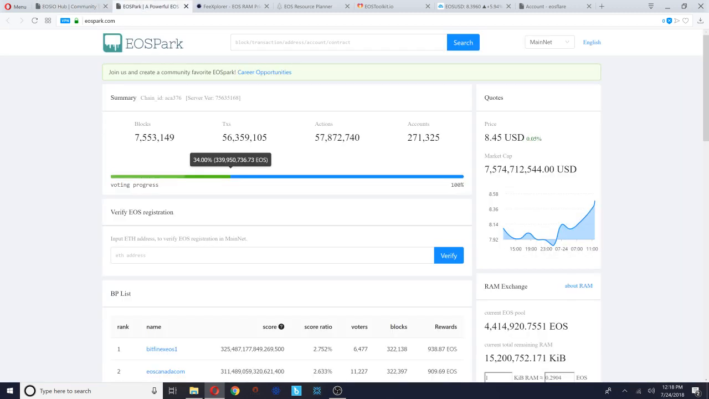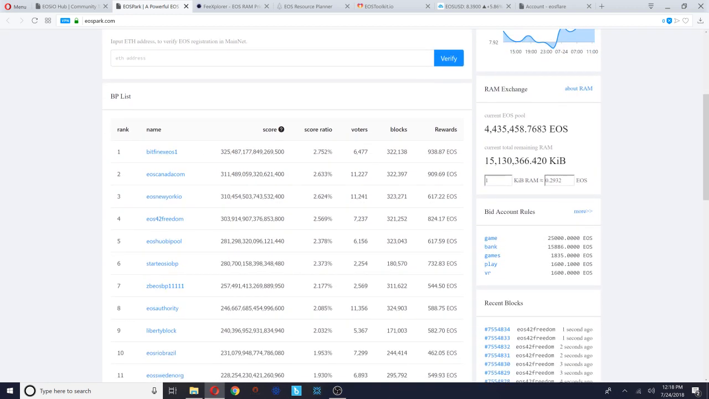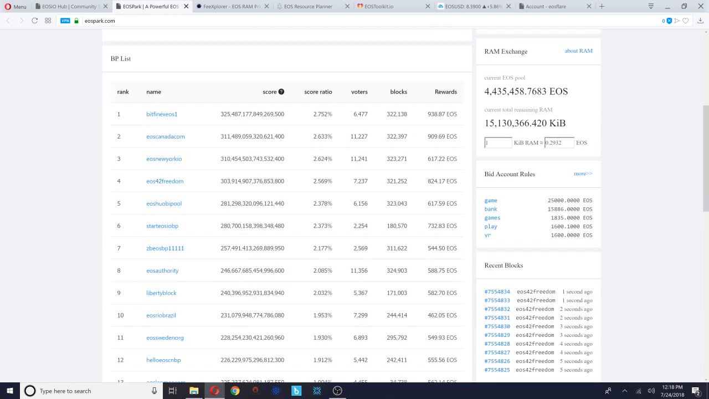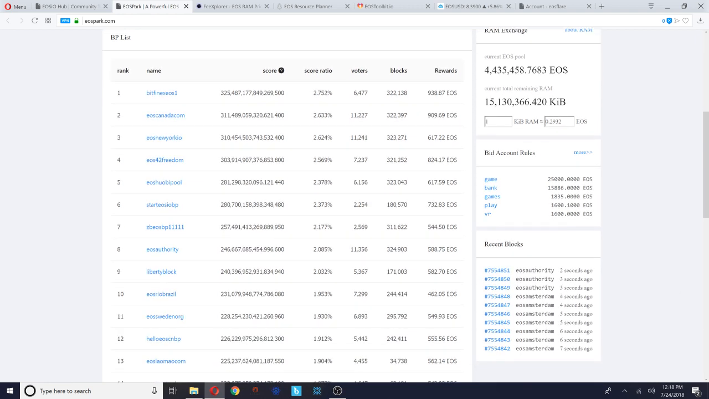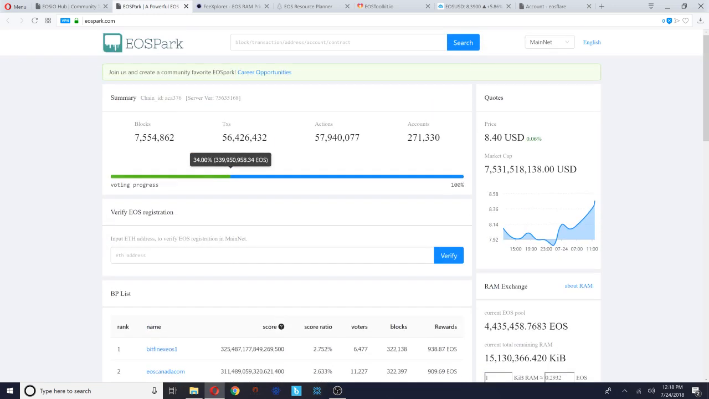You could check out EOS Park. This is another blockchain explorer for EOS, which shows you the current price, the current RAM exchange price as well. There's a little calculator here. And you could also check out the current block producers. This gives you a block producer list. You can see the top 21 block producers are those that secure the blockchain and earn rewards. This changes in real time. And if you like, you could also check out a video I have that shows you how to vote for block producers as well.